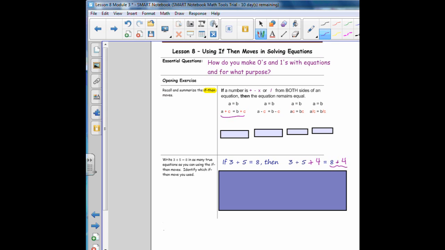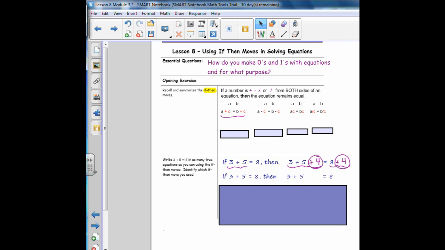Now, the left side of the equation and the right side of the equation are still equal because 3 plus 5 plus 4 equals 12 and 8 plus 4 equals 12. So if they are equal to begin with and you do the same operation with the same number on the left and the right side of the equation, then they will remain equal.